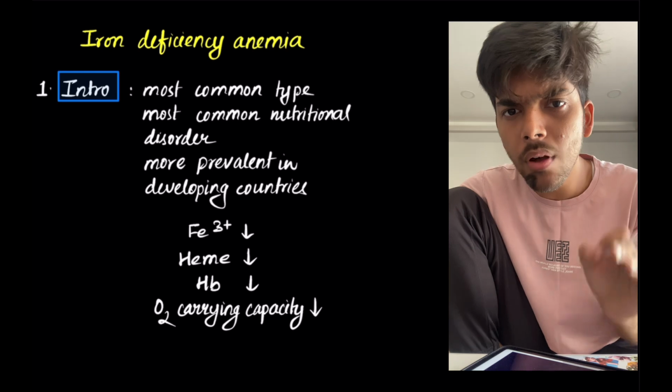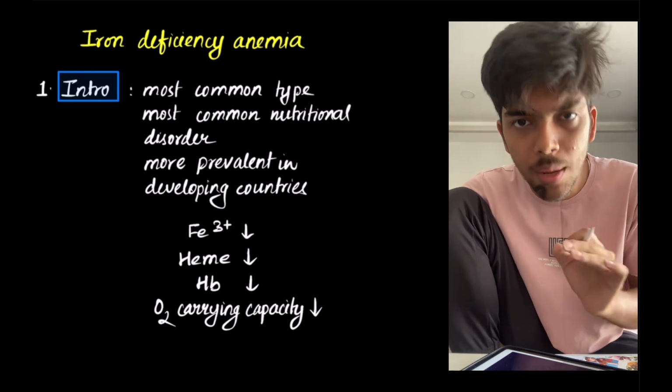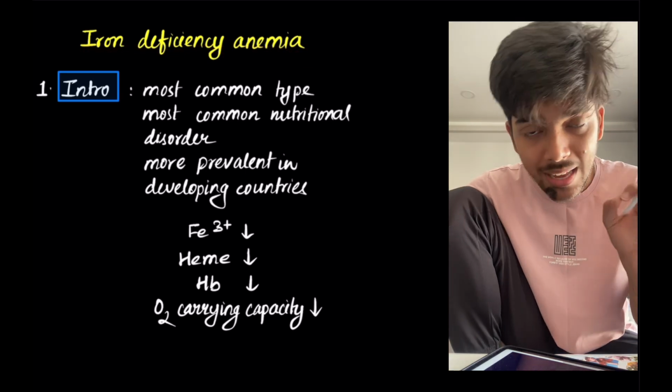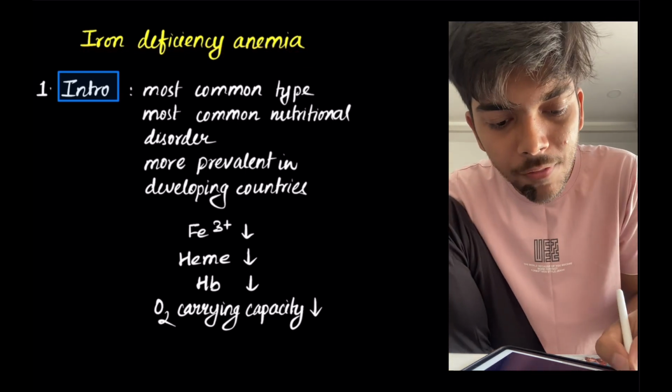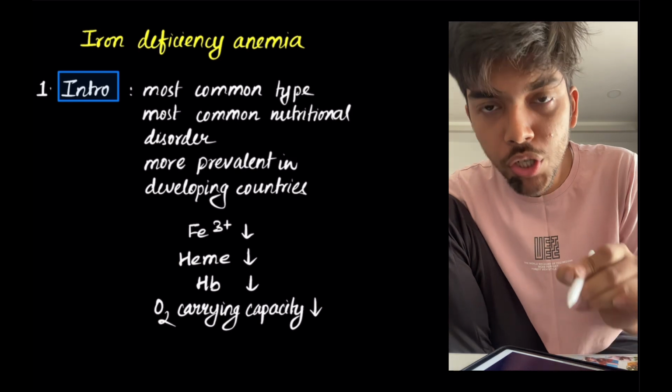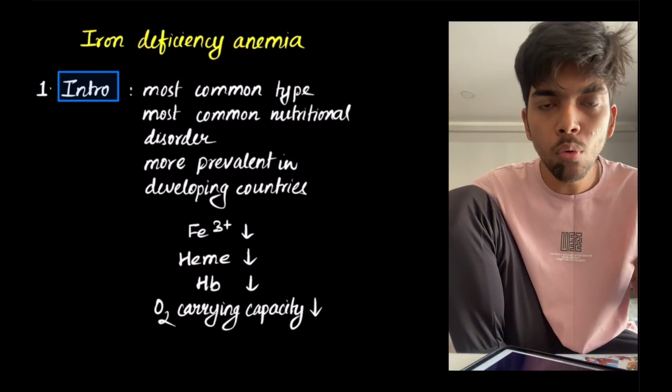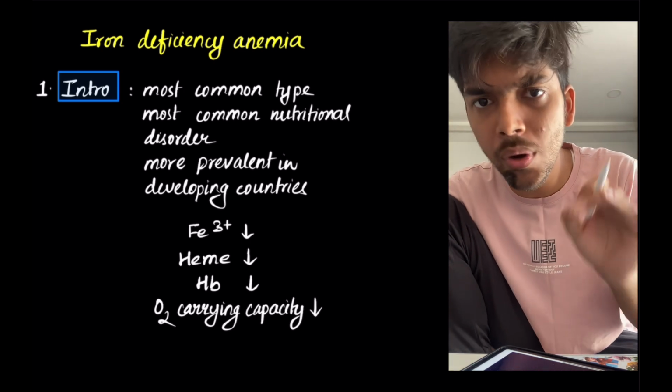The very first type is the most common type of anemia, and that is iron deficiency anemia. As the name suggests, iron deficiency anemia is caused by a deficiency of iron in the human body. How does a deficiency of iron lead to anemia?